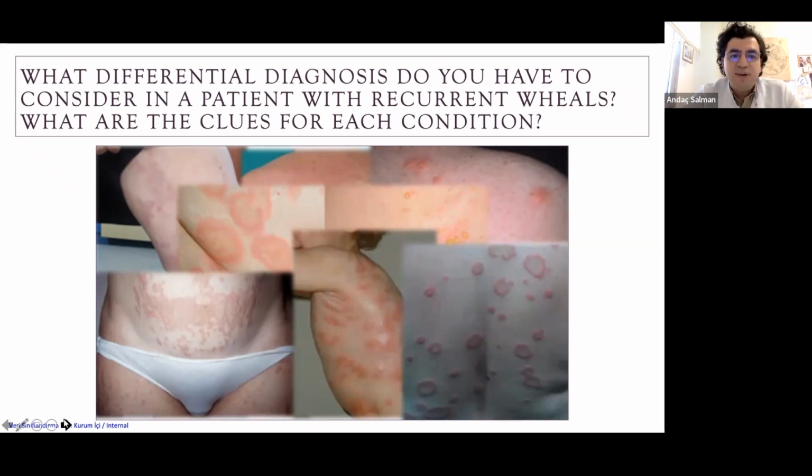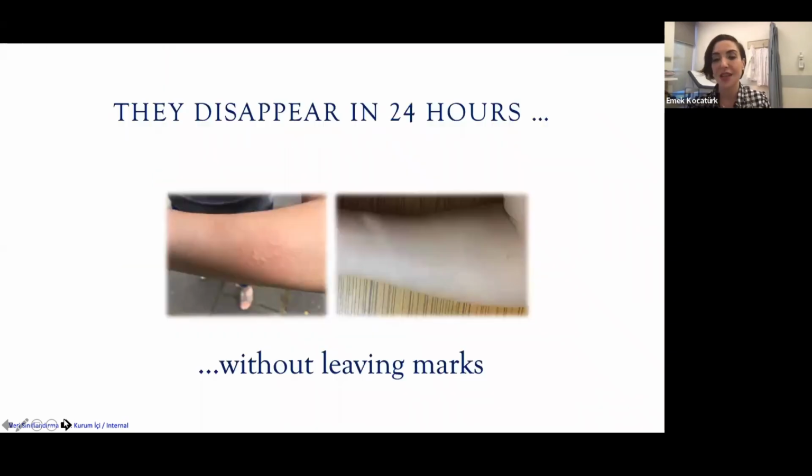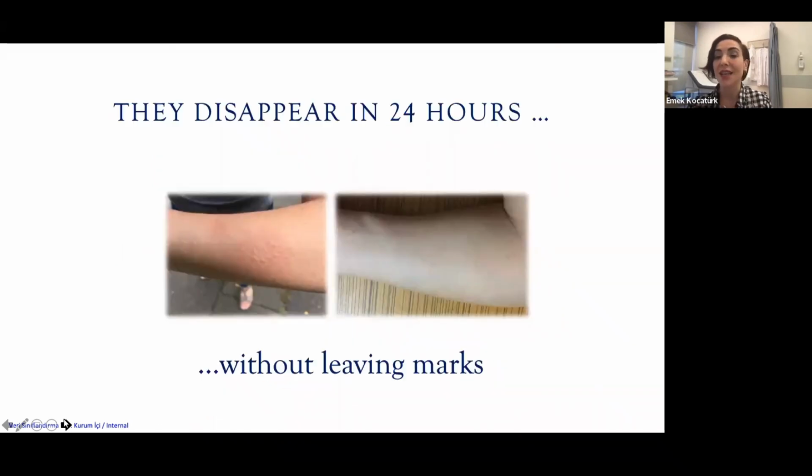My question is, what differential diagnoses do you have to consider in a patient with recurrent wheals? What are the clues for each of these conditions? Yes, Andaç, you already mentioned the nature of urticarial lesions, and I want to just put some remarks on the transient, migratory nature of the lesions. They are erythematous and edematous lesions, and they disappear within 24 hours without leaving a stain.